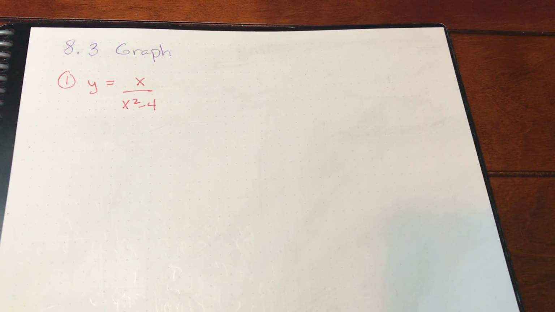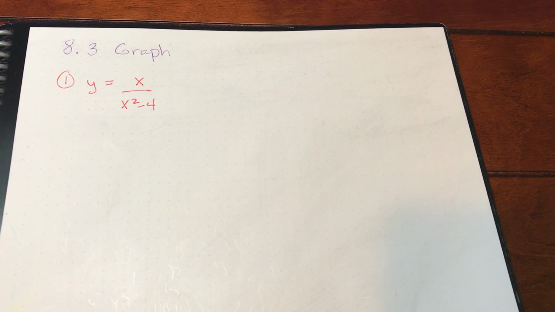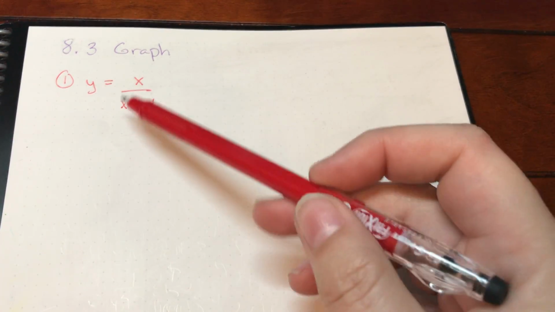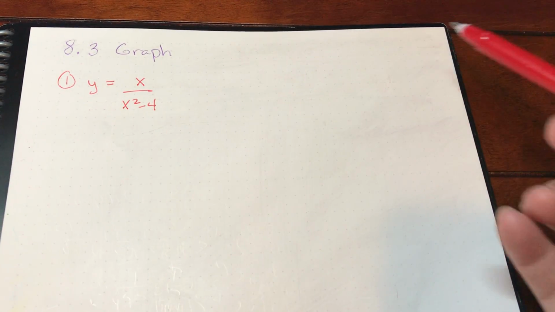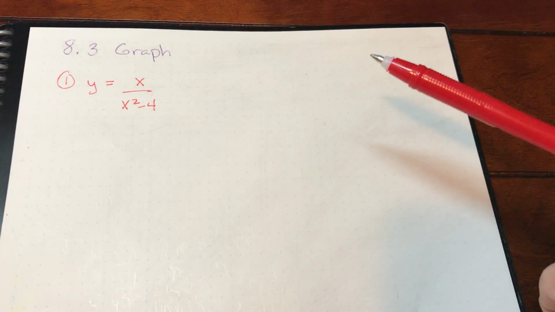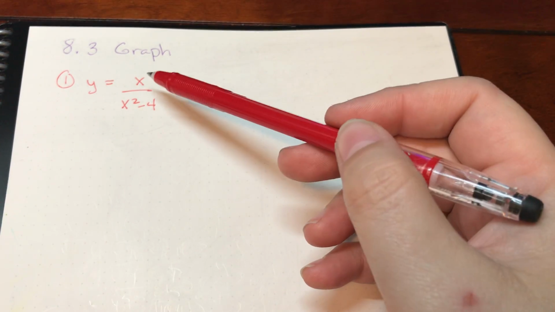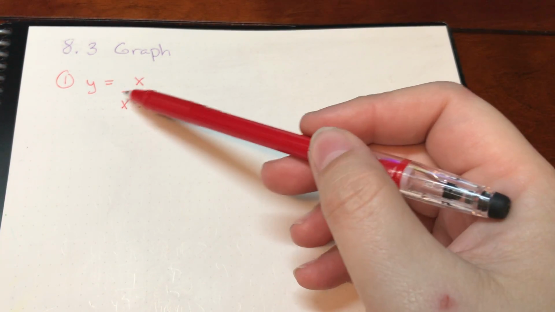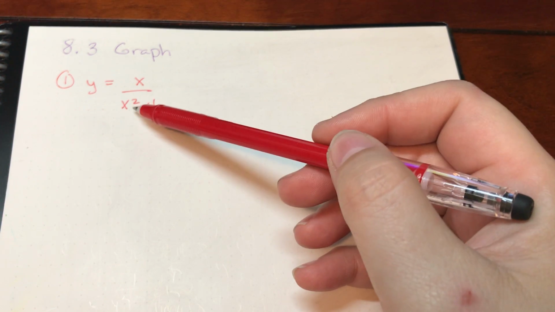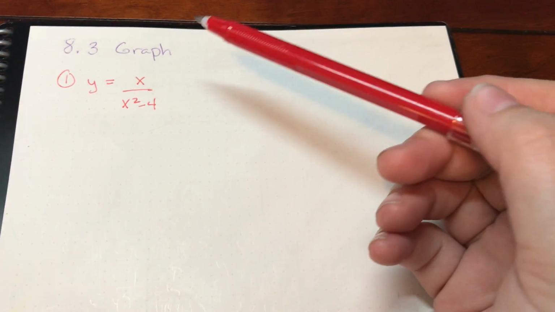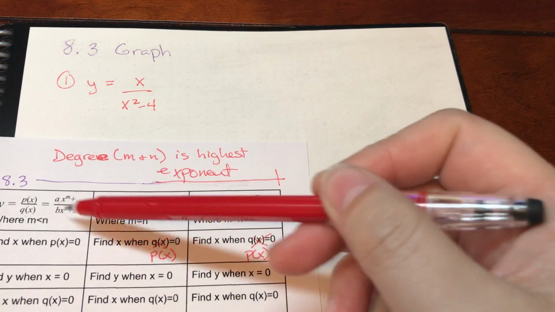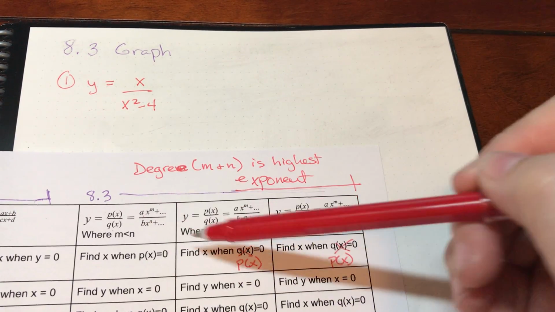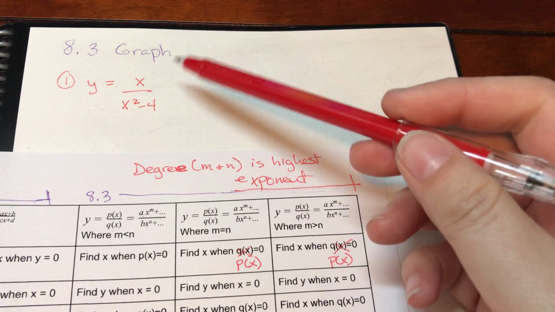So now we're going to do some practice with graphing rational functions. Here I have a rational function, and before I do anything else, I'm going to look at the form. I notice that I have an x squared in the denominator, which means it's going to be in this form. It's one of these three columns on our chart.